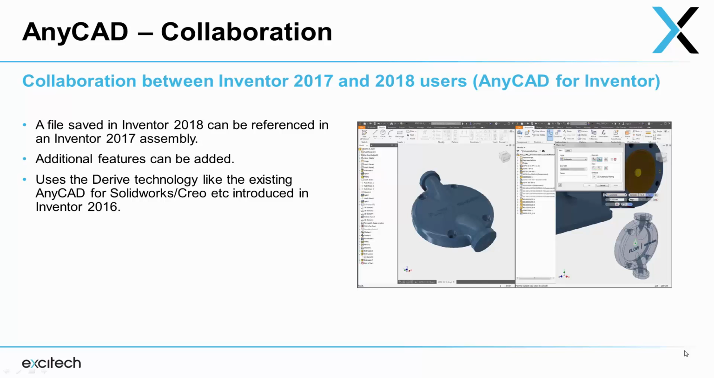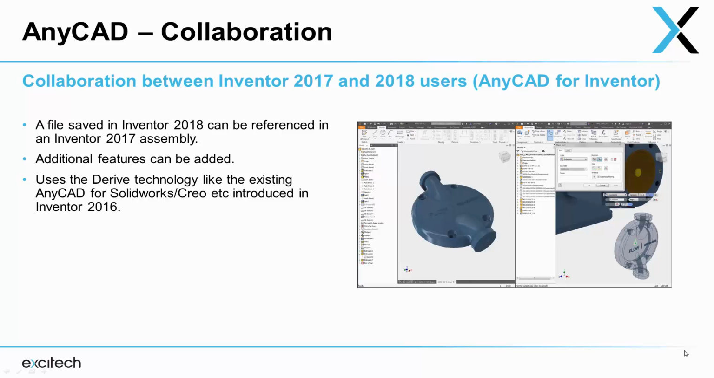And this time we're looking at AnyCAD, which is a technology that was introduced in Inventor in the 2016 version, which allowed you to associatively reference Creo, SolidWorks, CATIA files, and a few others. Now there's a few more additions to the AnyCAD collaborative set of tools. This is the ability to reference newer Inventor files. In Inventor 2017, you can reference an Inventor 2018 file. We'll take a look at that.